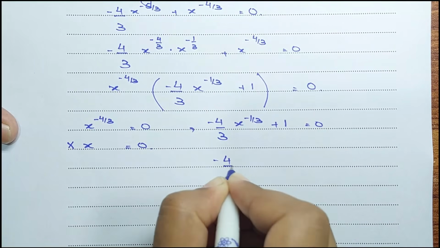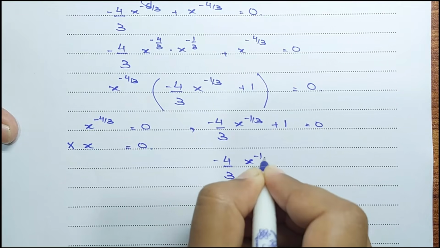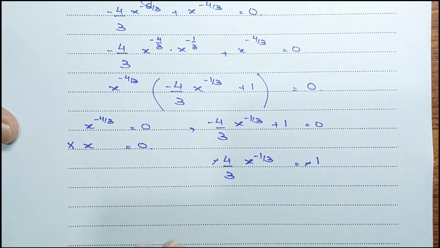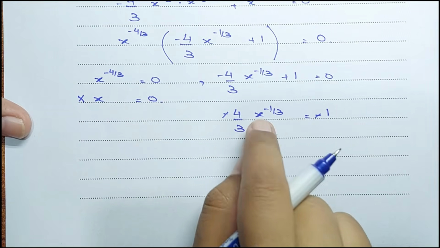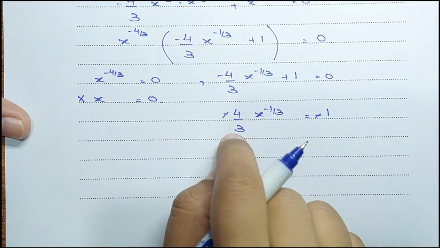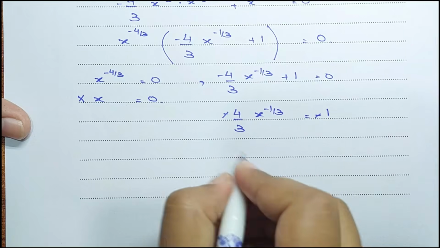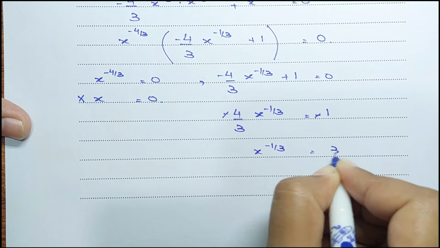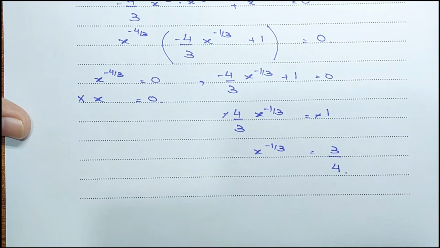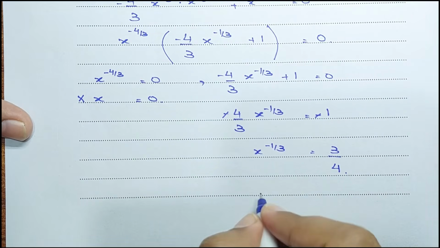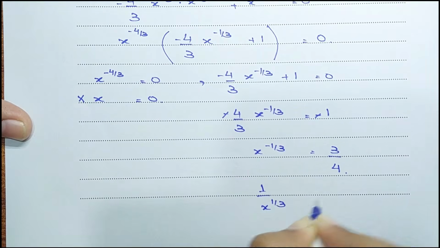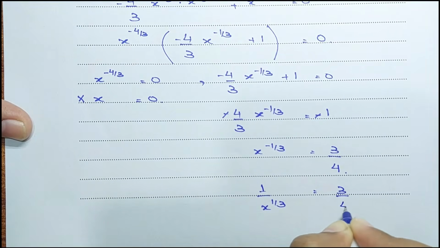This is equals to 0. So minus 4 by 3, x to the power minus 1 by 3, this is equals to negative 1. Minus is cancelled with minus. Okay, so to solve for x, we have to multiply both sides by 3 by 4, the reciprocal. So x to the power minus 1 by 3 would be equals to 1 times 3 by 4 is 3 by 4, right? Okay, and we can say 1 over x to the power 1 by 3 would be equals to 3 by 4 again.